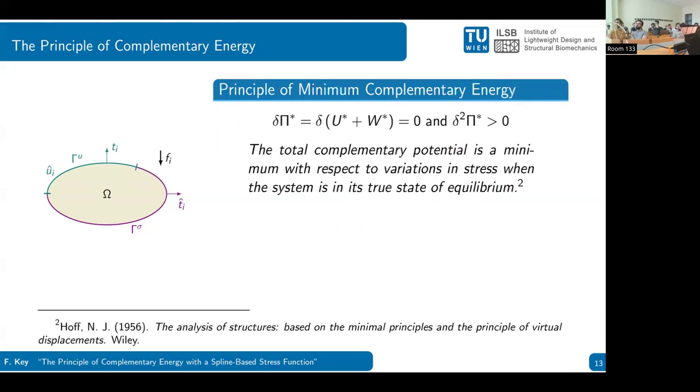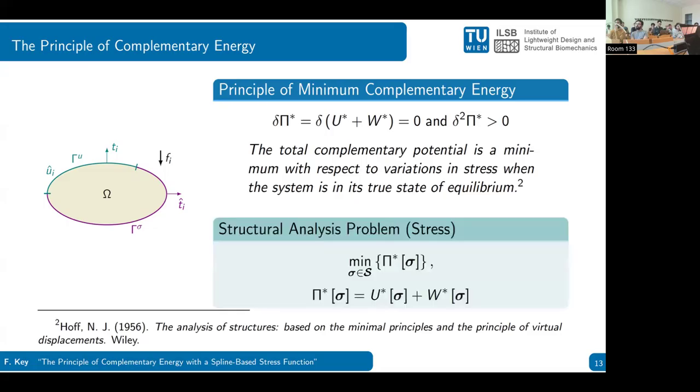If we restrict ourselves to these statically admissible stress fields, we can state the principle of minimum complementary energy. So we say the variation of the complementary energy is 0, the second order variation needs to be greater than 0, so that's the minimum. Then the principle can be stated as the total complementary potential is the minimum with respect to variations when the system is in its full state of equilibrium. So in this way, we will use this principle to compute our stresses. But we have to restrict ourselves only to statically admissible stress.